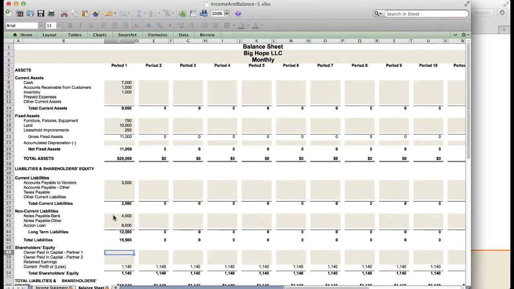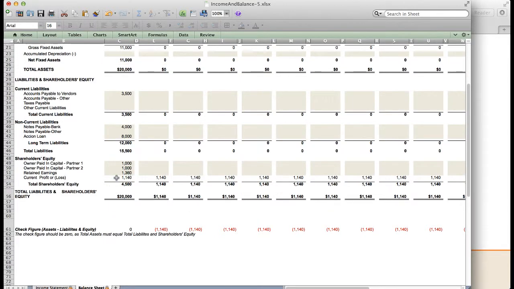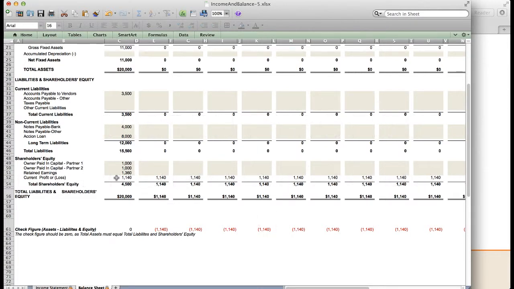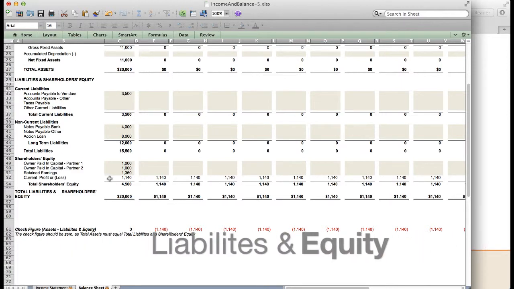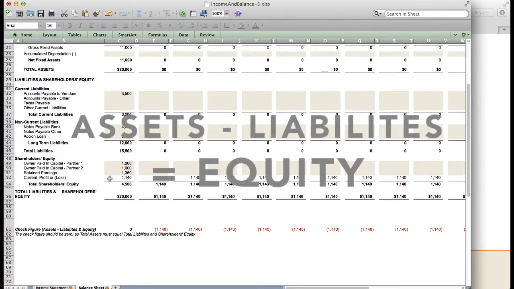The final section here, showing owner paid-in capital, would be the cash that you or your partners originally put into your business, as well as profits that were left in the business from a previous time period. This tab also brings in the current period's profits, which was tracked in the earlier tab. If the math of this tab is done correctly, the liabilities plus shareholders' equity will be the same amount as the total assets in the top half of this tab. Another way of saying that is that any amount of assets larger than liabilities will be mathematically counted as shareholders' equity.